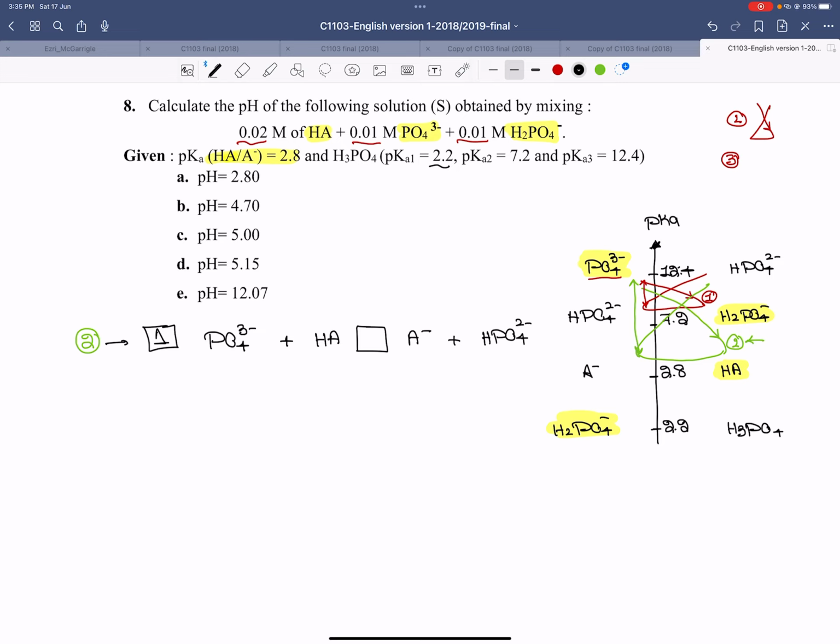Why did I leave this area void? For a very simple reason. I have to know if the reaction is complete or not. This is what will tell me how the reaction will behave: if I have to do a minus X, if I have to do the ICE table, or if I simply get rid of the initial values. What determines this is the Kr, which is equal to 10 to the power 12.4 minus 2.8, which is basically 9.6.